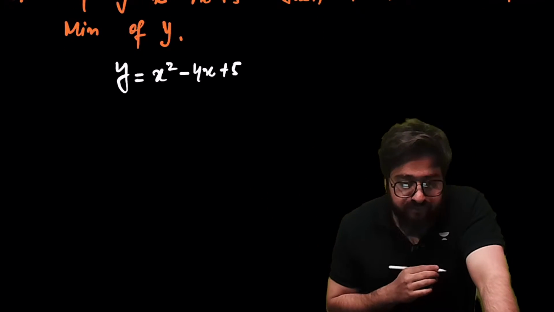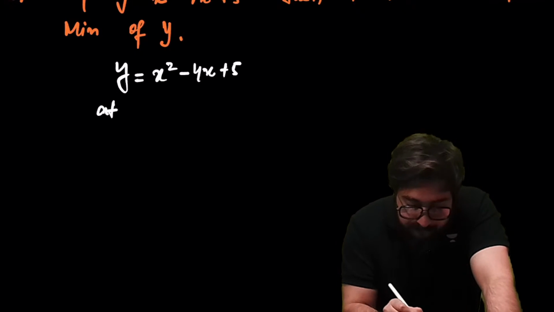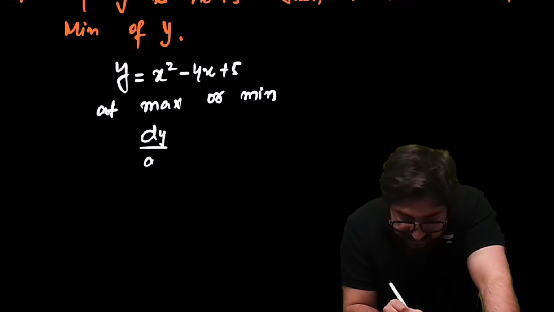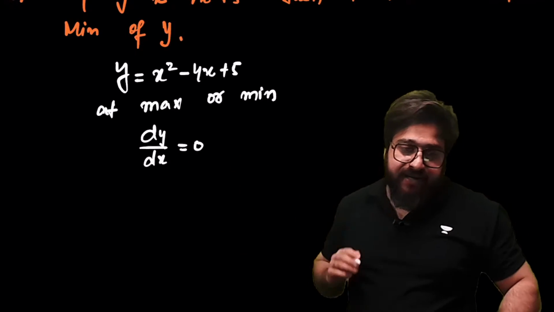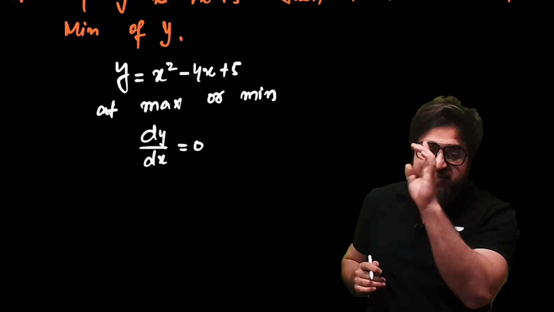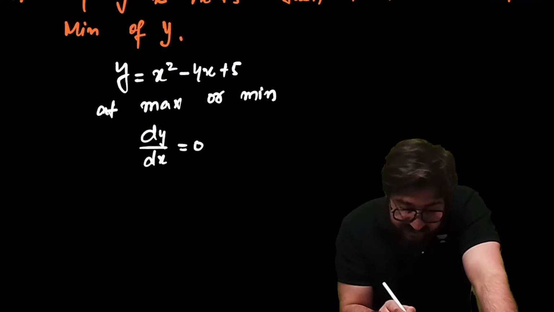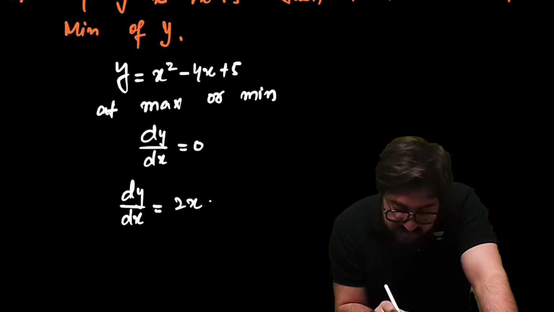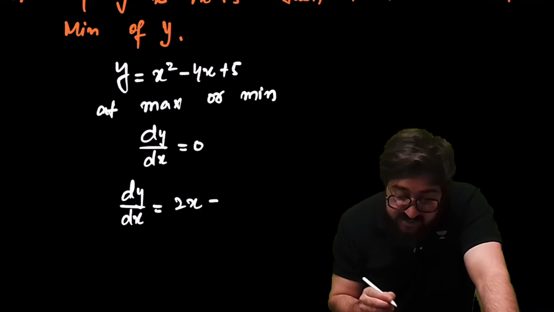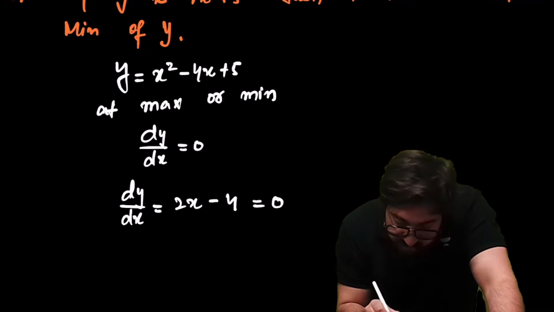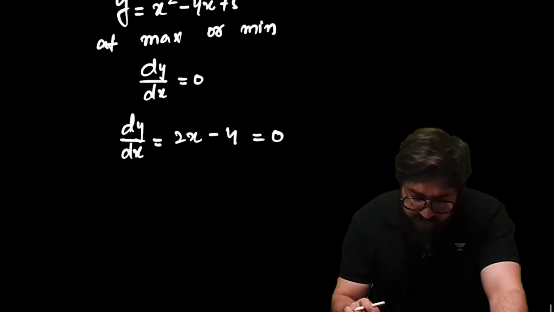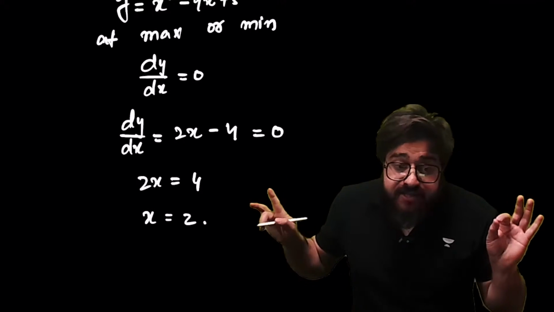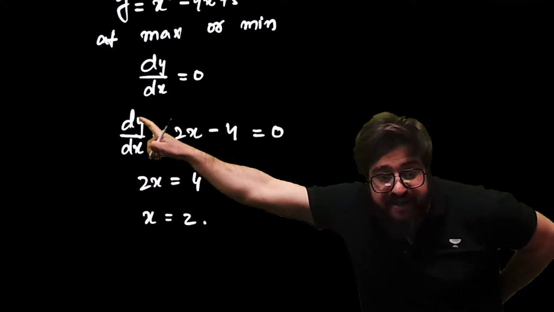Now, my dear friends, at maxima or minima, we say dy divided by dx is equal to 0. Let's find the dy by dx. Differentiation of x square is 2x minus differentiation of 4x, which is 4. Make this equal to 0. So 2x is equal to 4, we say x is equal to 2. Means at x is equal to 2, dy by dx is coming out to be 0.